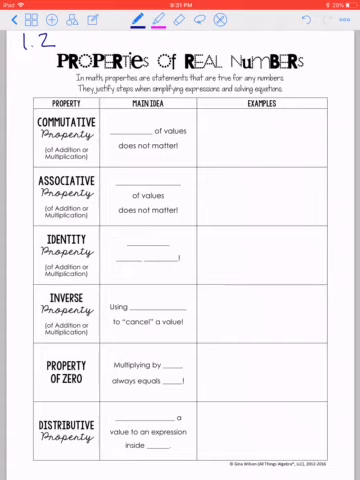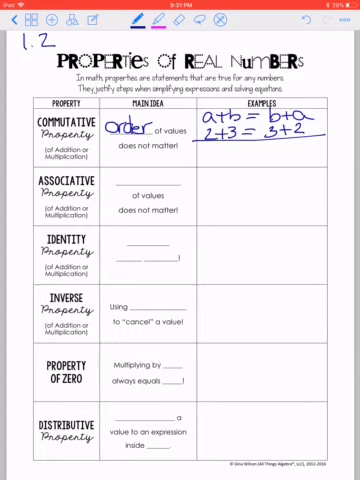First one, commutative property. This is when order does not matter. So what I mean by that, if we're talking about addition, A plus B is the same as saying B plus A. If I show you that with numbers, for example, 2 plus 3, I would get the same answer if I did 3 plus 2. So the order doesn't matter. That's addition. The same thing's true of multiplication. If I do 5 times 4, that's going to be the same thing as 4 times 5. They're both going to get me the answer of 20.